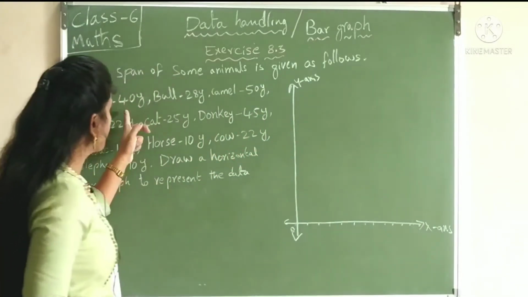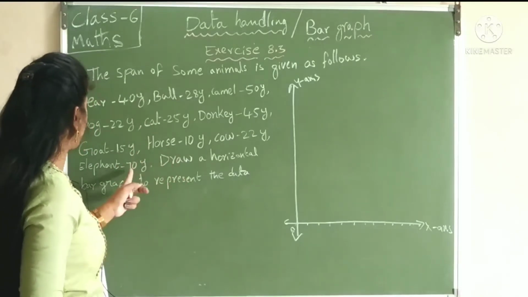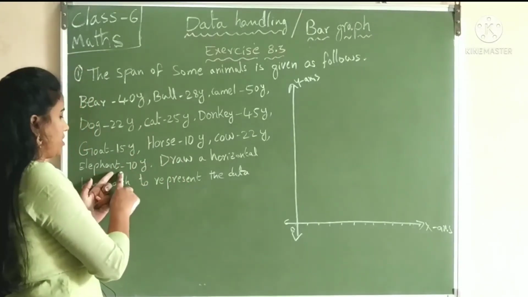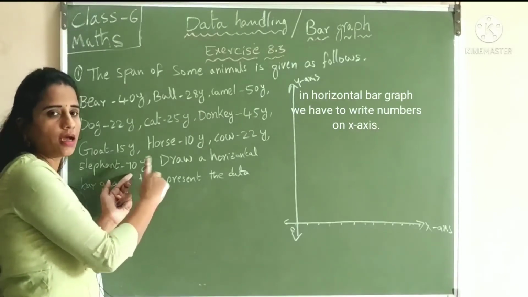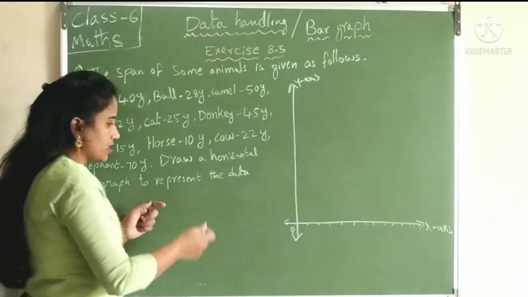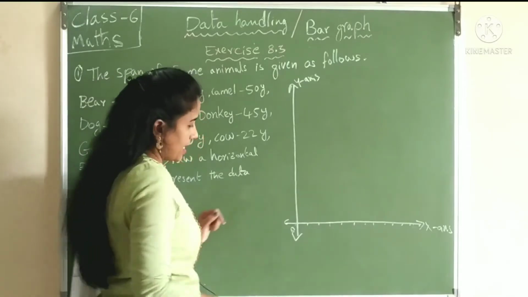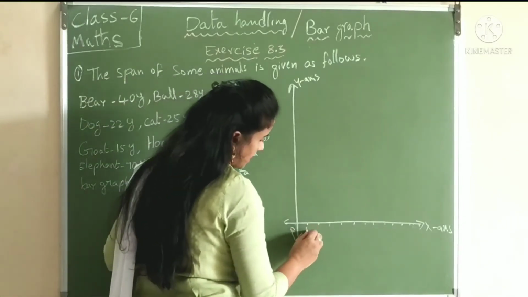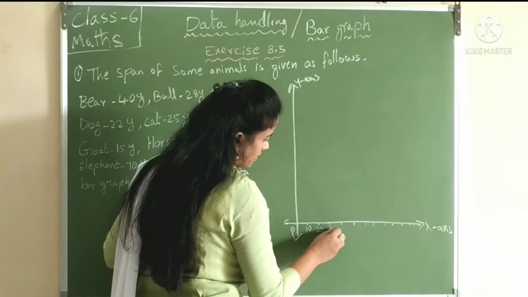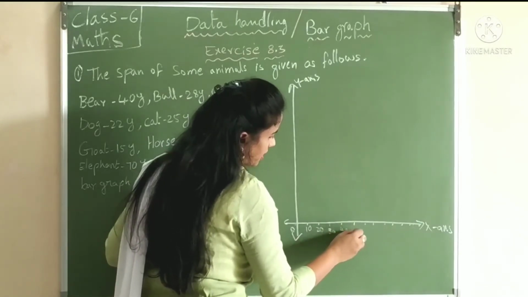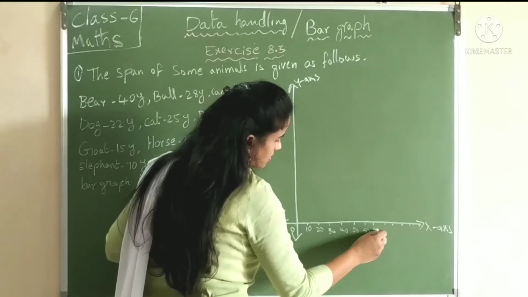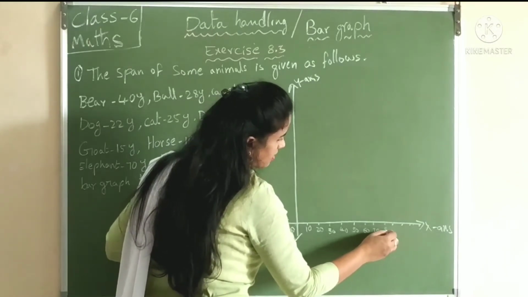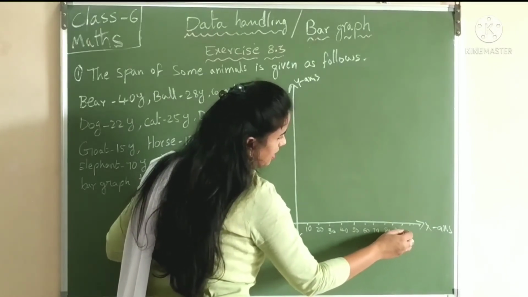What is the biggest number here? 70 years. Elephant's lifetime is 70 years. So we need to write till 80 or 100. Take skip counting in tens: 0, 10, 20, 30, 40, 50, 60, 70, 80, 90, till 100 you take.